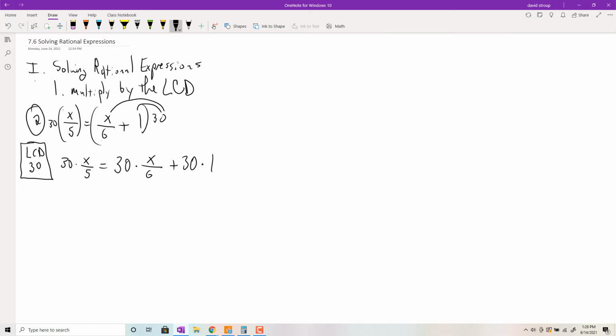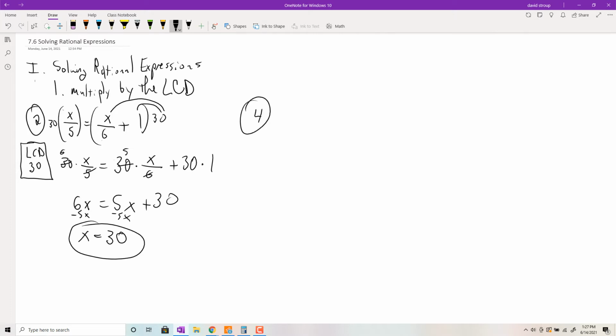Okay, so over here on the left, you can see this multiplication will result in 6x, because 5 goes into 30 6 times, times x is 6x. This multiplication, 6 goes into 30 5 times, times x. And then plus 30 times 1 is 30. Then you can move the 5x over, and you just get x equals 30, and that would be your answer. So it's an equation, except it has a bunch of fractions in it, and you're looking for a quick way to solve it.